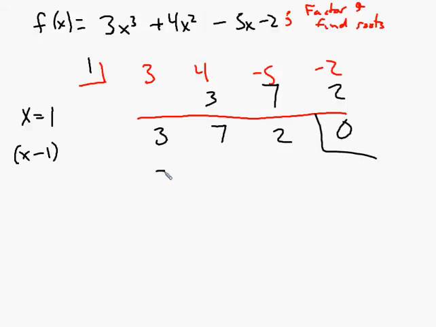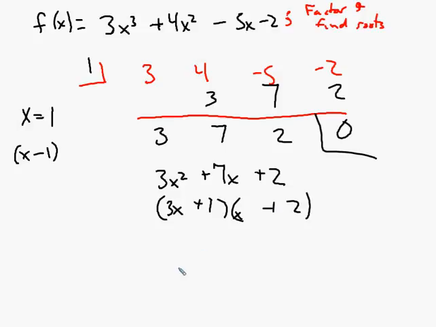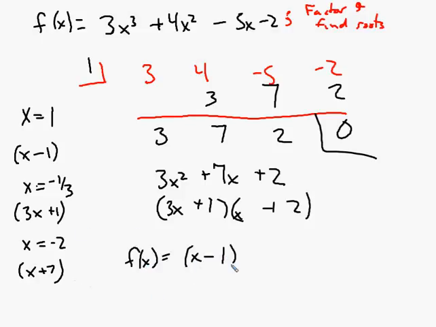Now I take this and decrease it by a power of 1, see it's power 3. And now I don't need to do synthetic division once I get it down to a quadratic. I can try to factor it. And it does factor. So those are other factors, so I get x equals negative 1/3, which means 3x plus 1, and x equals negative 2, which means x plus 2, which I already have. So if I multiply all those together, that would be that in factored form.